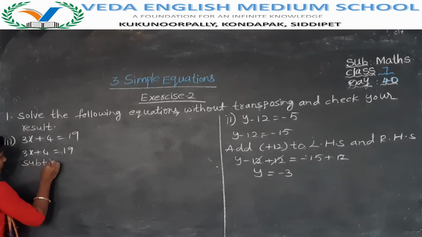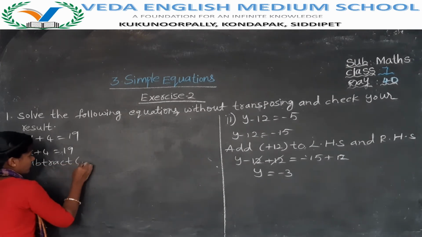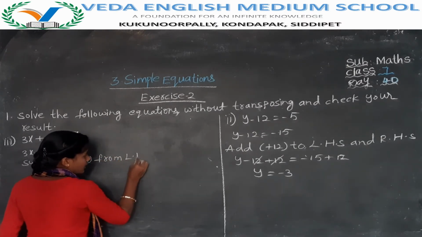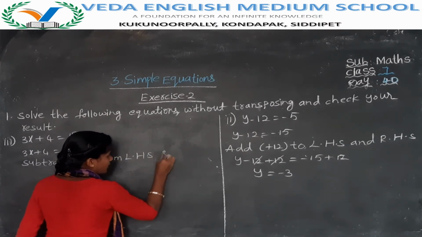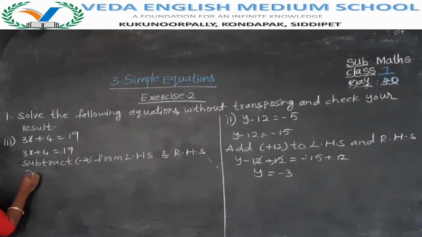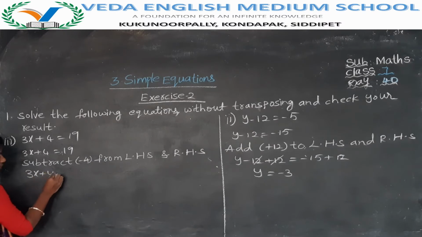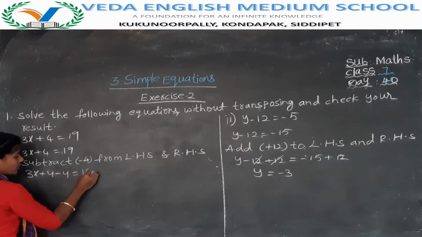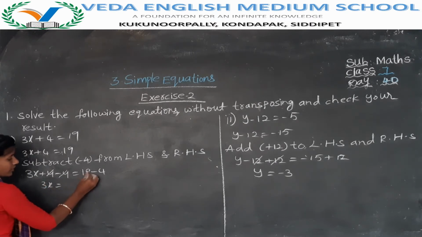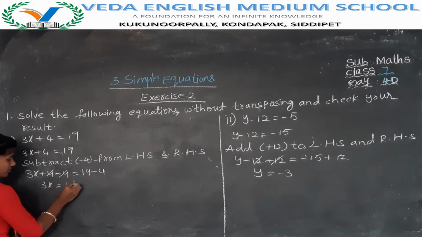Subtract minus 4 from LHS and RHS. 3x plus 4 minus 4 is equal to 19 minus 4. Now plus 4 minus 4 are the same number with opposite symbols. Plus 4 minus 4 will get cancelled. 3x is equal to 19 minus 4, it is 15.